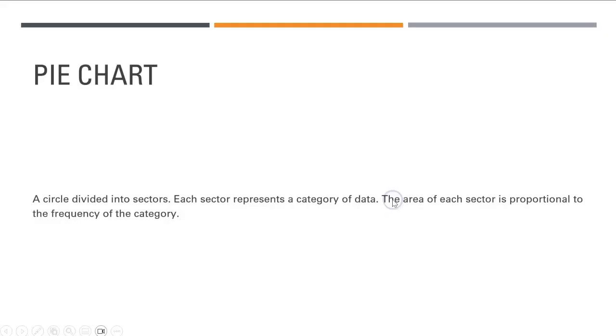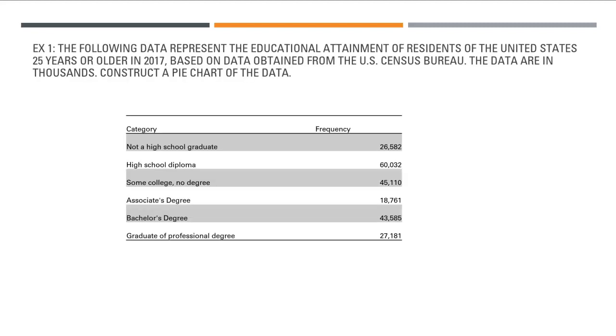So first of all, what is a pie chart? It is a circle divided into sectors. Each sector represents a category of data. The area of each sector is proportional to the frequency of the category. All right, and so basically what we want to do is look at an example.